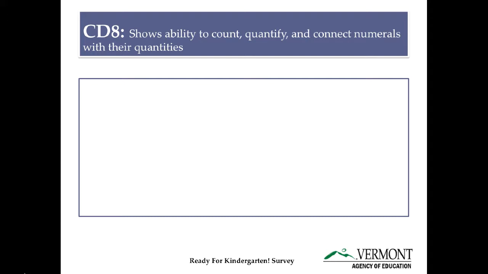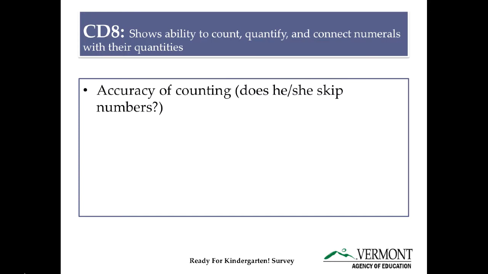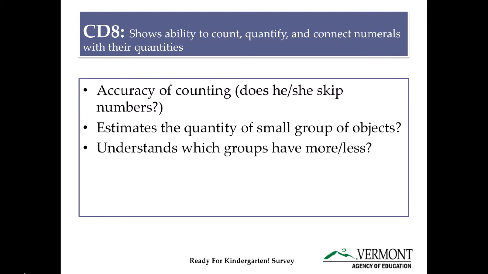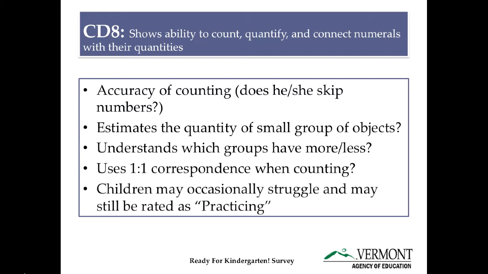Cognitive development item 8. A child shows ability to count, quantify, and connect numerals with their quantities. When scoring this item, you might ask yourself several questions. For example, what is the child's accuracy of counting? Does he skip numbers? Can the child estimate the quantity of a small group of objects? Does the child understand which groups have more or less? And does the child use one-to-one correspondence when counting? Note that children may demonstrate occasional struggles and may still be rated as practicing for this item.